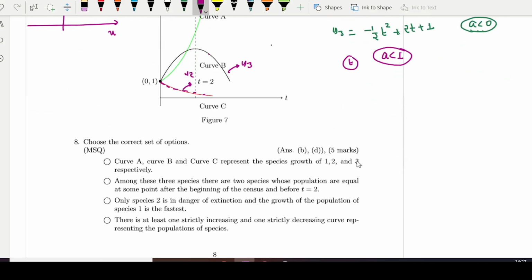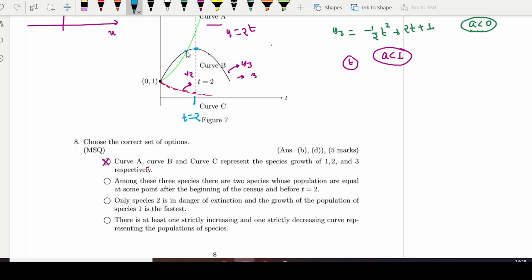Question number 8 is asking about the correct set of options, so we have to choose which curve belongs to which one. The first one says curves A, B and C represent the species growth of 1, 2 and 3. So this is not the case. The curve A represents y equal to 2 to the power t, B represents the third one, so this is incorrect. The second one is, among these 3 species there are 2 species whose population are equal at some point after the beginning of the census and before t is equal to 2. Okay, so here it is t is equal to 2.